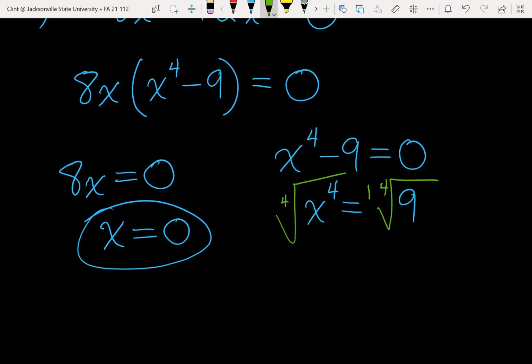So, since it's an even index, just like square root, we need plus or minus. If you take the 4th root, 6th root, 8th root, any even radical, we need plus minus. So on the left, we get x. And then on the right, this one's just ugly. There's nothing we can do there that won't simplify. And I got ugly numbers on mine.